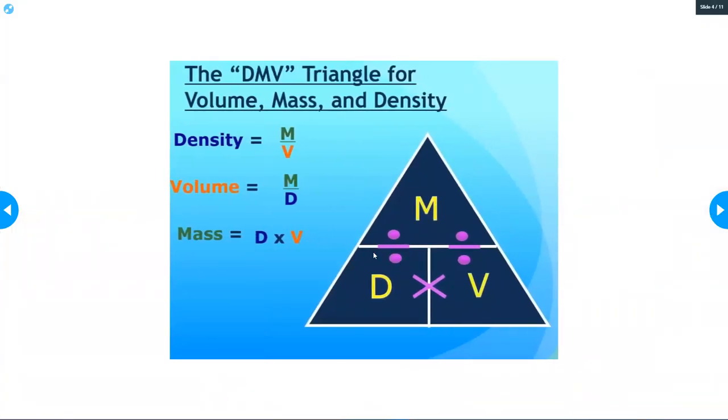This is a density triangle. It's very important that you memorize this. You can also copy it down. This image is also in the folder. You can copy the triangle down and the formulas down to use on your tests.